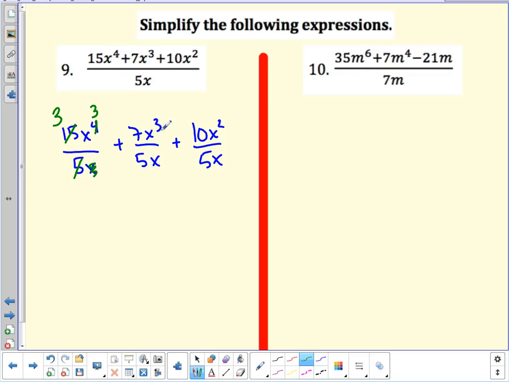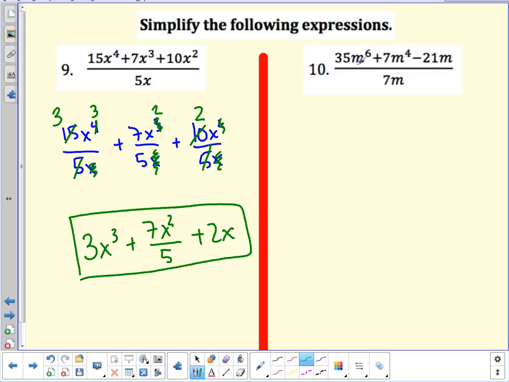But the x's, x to the 3rd over x, I can reduce that. So x to the 3rd is going to become x squared, and that x goes away. 10 divided by 5 is a 2, and then x squared over x, that goes away, and that's just x to the 1st. So I have 3x to the 3rd plus 7x squared over 5 plus 2x.